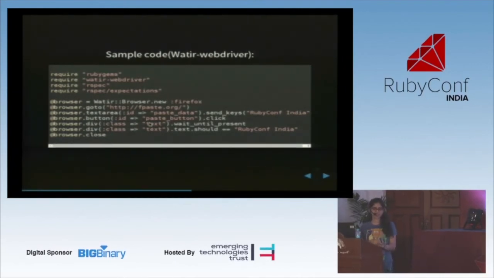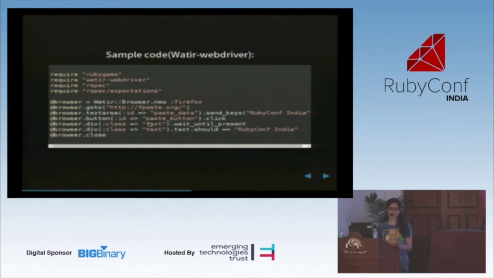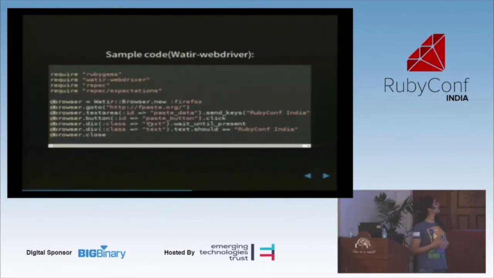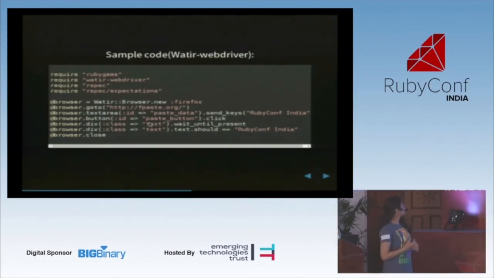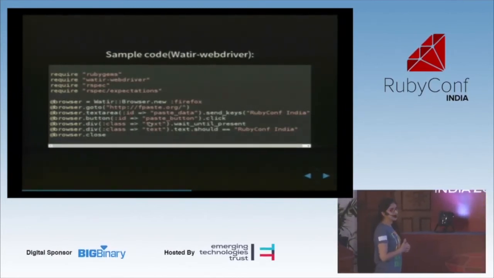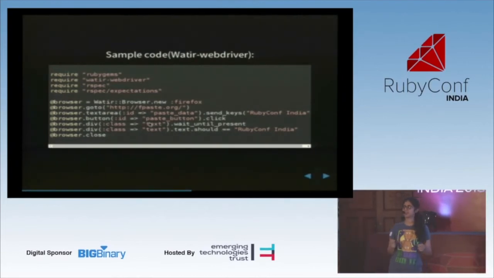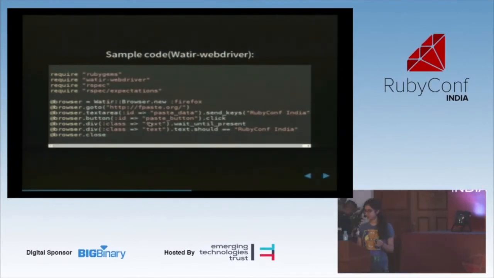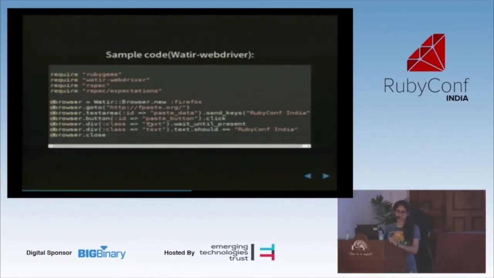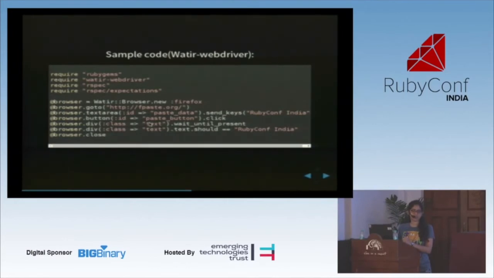Now considering the sample application that we just saw, we'll quickly go through the code. We require the Ruby gems. The first line simulates a real user opening a browser. Next, we navigate to the URL of the application. We find and interact with the text area. We input some text in that text area using the send keys method. We perform a click operation on that button. The button had an ID.